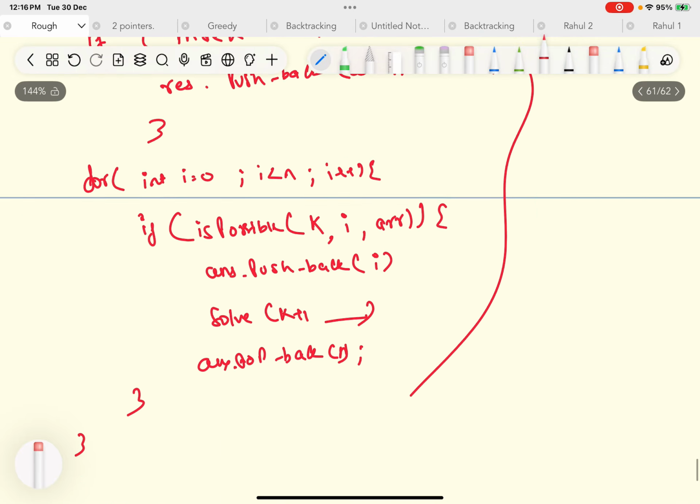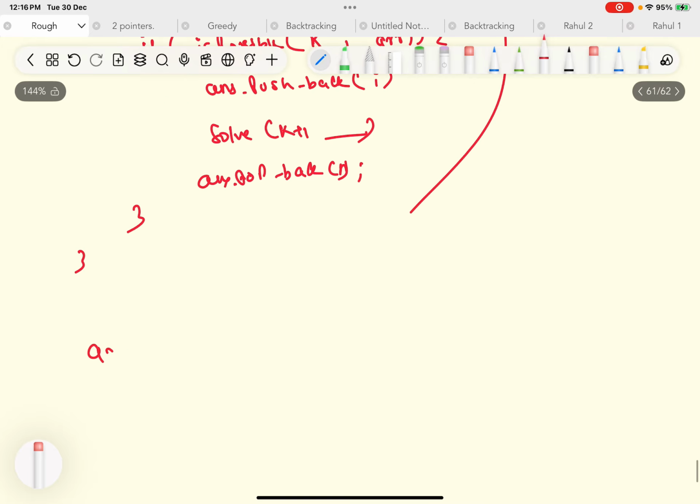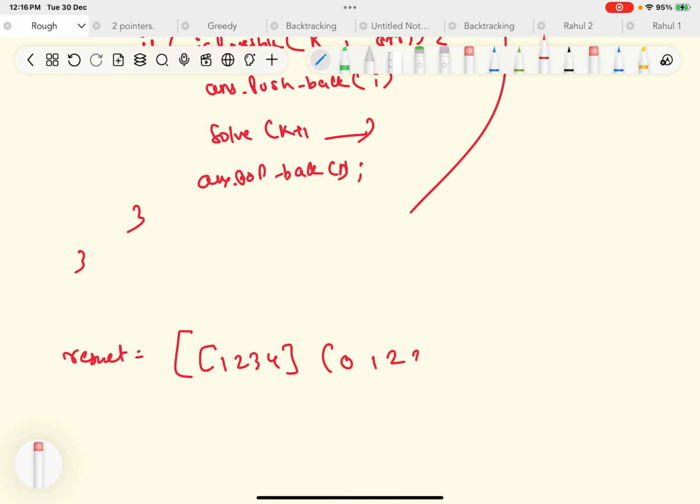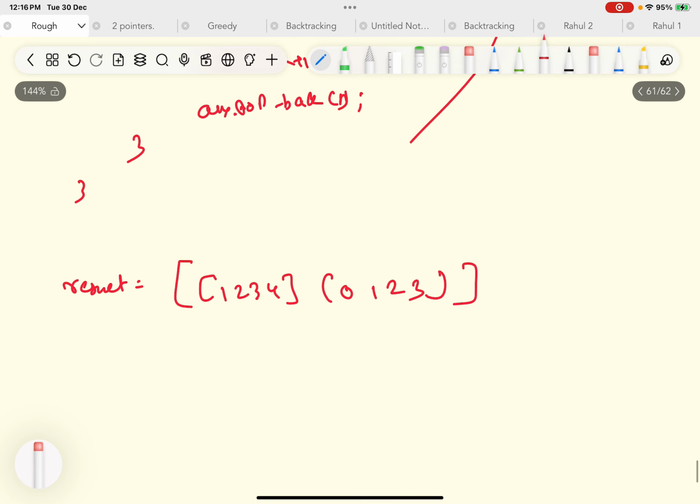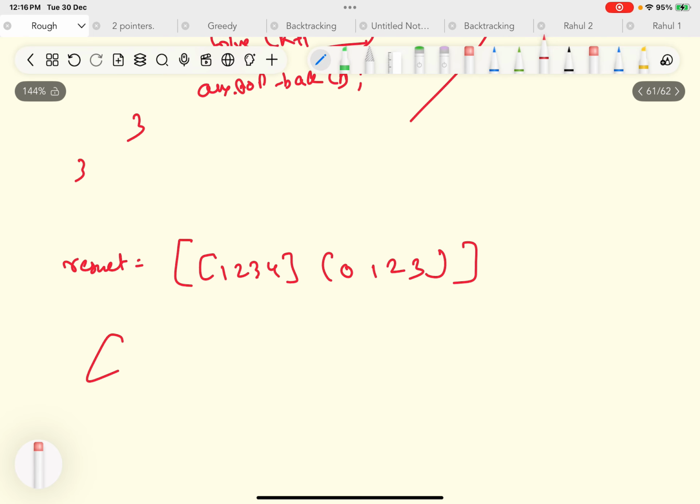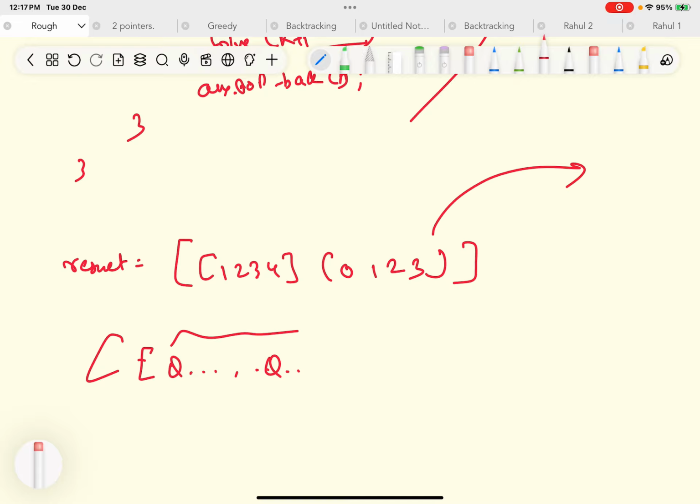But yeah, one more part: what this will give you is an array, and the result array will look like 1 2 3 4, 0 1 2 3. But if the answer is 1 2 3 4, we have to give it in the form q dot comma q. So we have to convert this answer into this form. How can we do this?